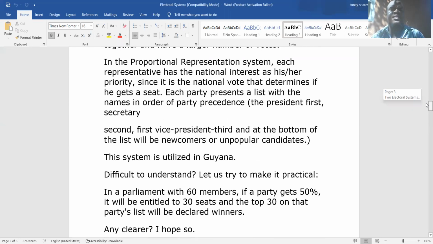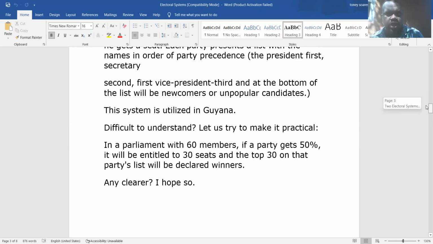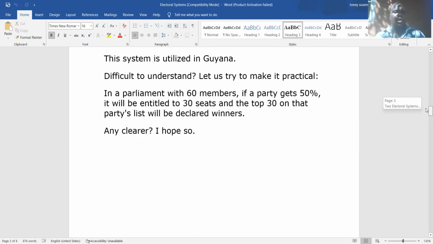In proportional representation, each representative has the national interest as his or her priority. Since it is the national vote that determines if he gets a seat, each party presents a list with the names in order of party importance: the president first, secretary second, first vice president third, and at the bottom of the list will be newcomers or unpopular candidates. This system is utilized in Guyana, so it is actually used in some countries. Difficult to understand? All right, let's make it a little bit more practical.